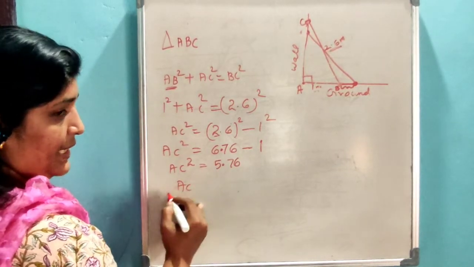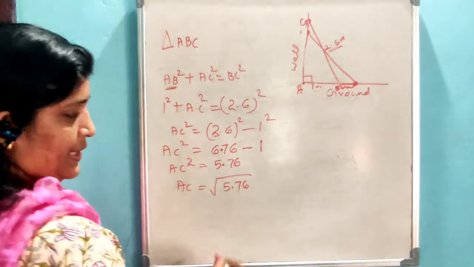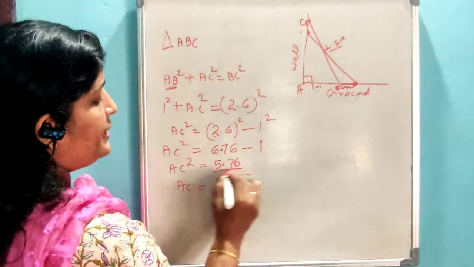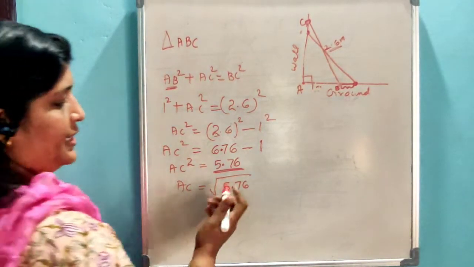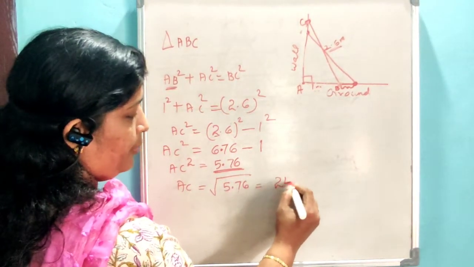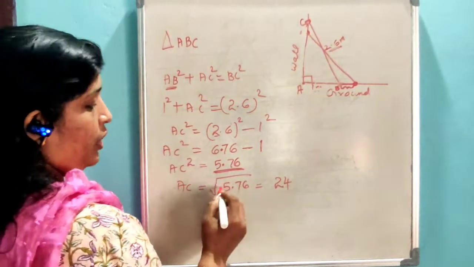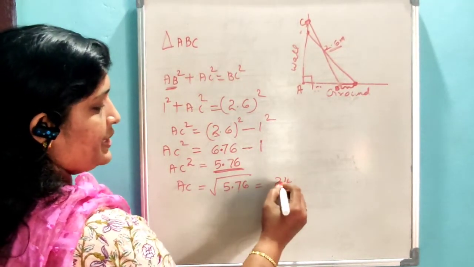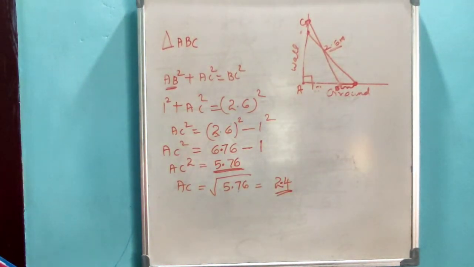Then what is AC? AC is equal to the root of 5.76. See, 576 is a perfect square. The square of which number? This is the square of 24. Again, 24 square is 576. So the root of 5.76 is equal to 2.4. Okay, 2.4.